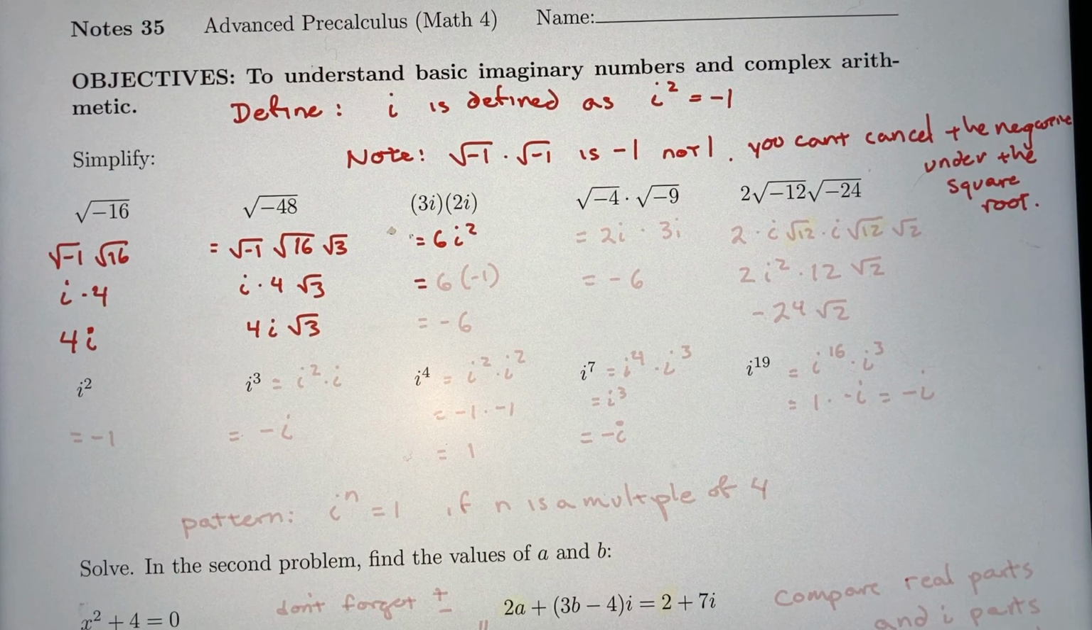i squared by definition is negative 1. So 3i times 2i is negative 6. This is 2i times 3i, so this is negative 6. So notice you can think of the negatives under the square root sign as sort of half a negative sign. You need 2 of them to make a real negative sign. That's the way I've sort of decided I like it.